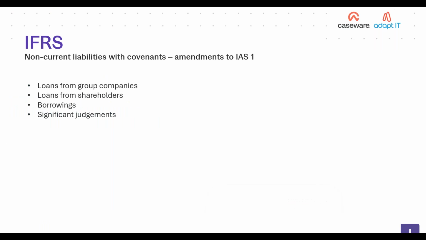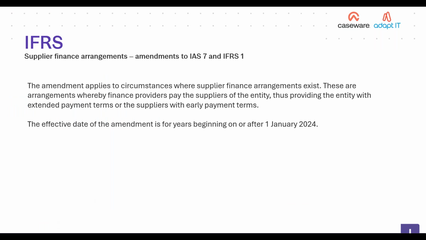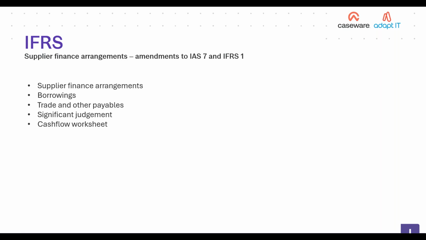Right, so then the next change is supplier finance arrangements, which was the amendment to IAS 7 and IFRS 7. This applies to circumstances where a supplier finance arrangement exists, and again, the effective date is from 1 January 2024, and that's why it's included in this release.